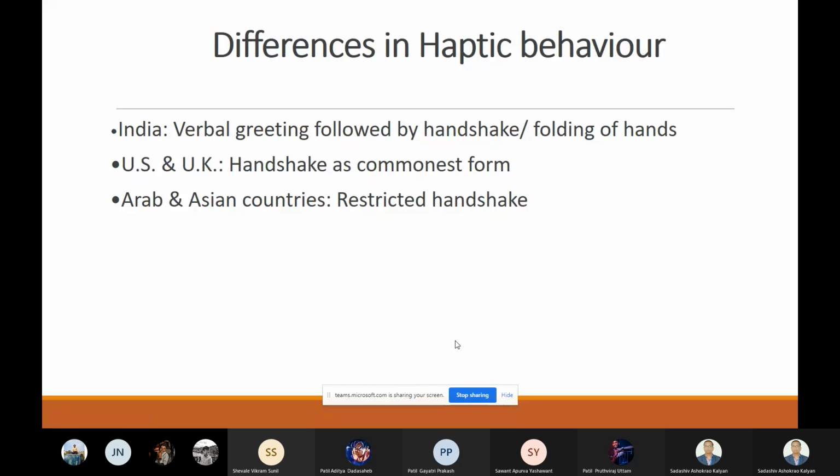Especially in the Arab and Asian countries, we use very restricted kinds of handshake. If we are in the United States or the United Kingdom, then the handshake is considered one of the commonest forms whenever we meet someone. So that's why we found that related with haptics there are differences, and the differences change from culture to culture.